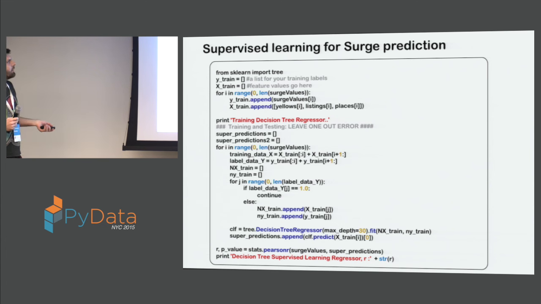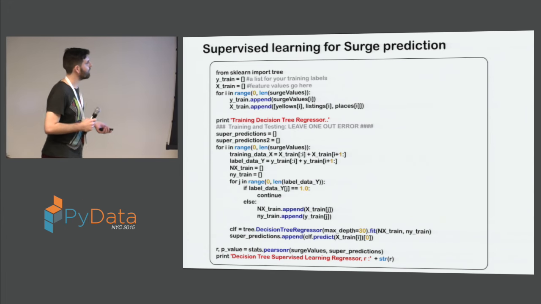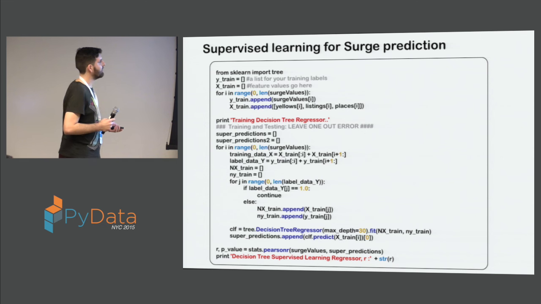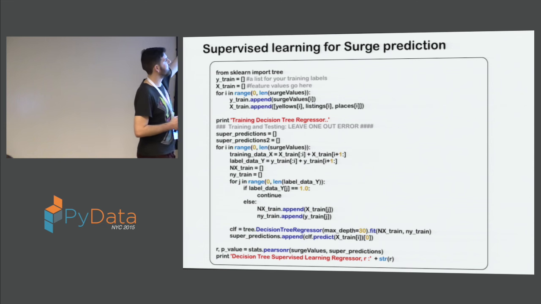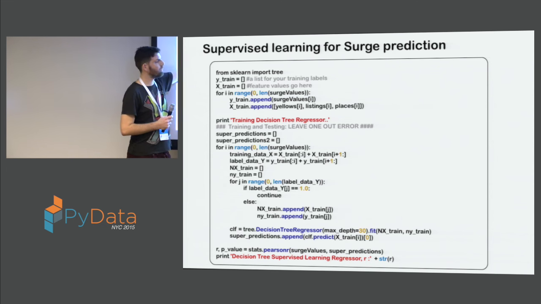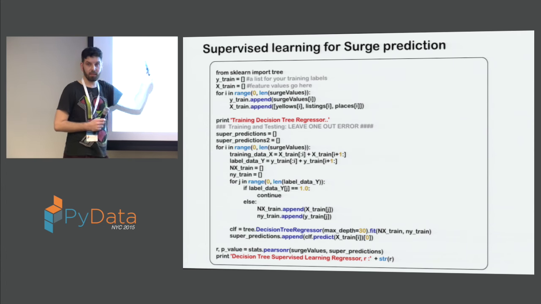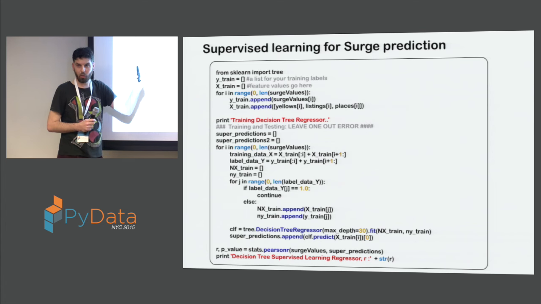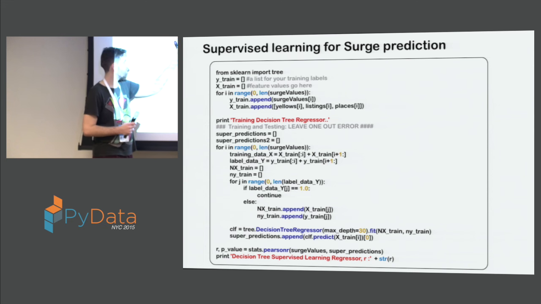So how do we do supervised learning in Python? We use scikit-learn, of course. It's one of our favorites. To begin with, we want to initialize our training set in terms of features and labels. So we iterate through the set of areas. For each area, we have a search value. This is the label, the goal of our prediction. And then in the training set, we store the three layers of information: yellow taxi trips, number of Airbnb listings, and number of Foursquare places.